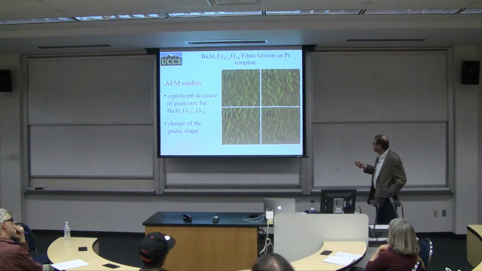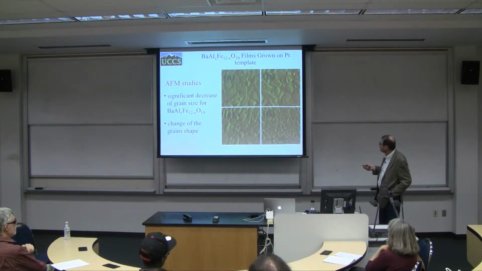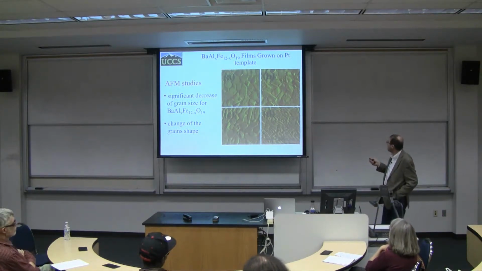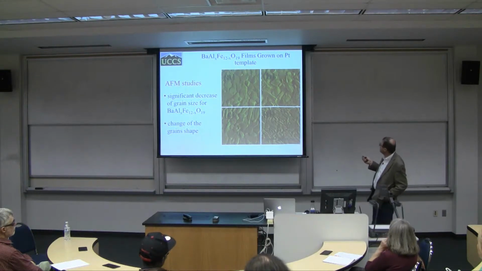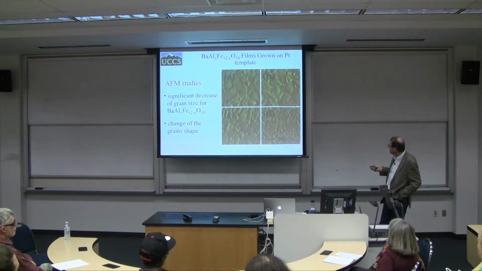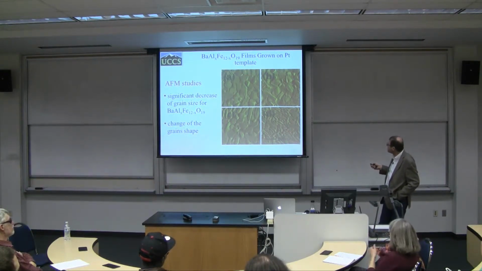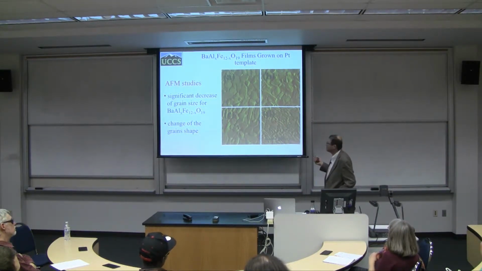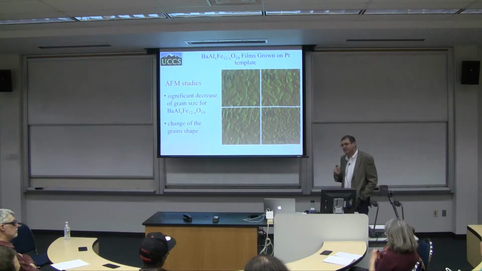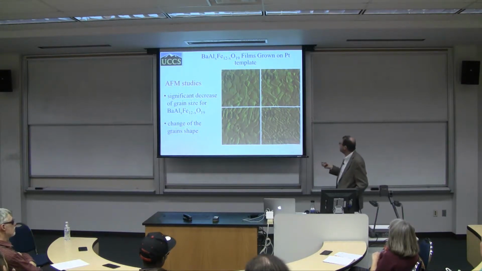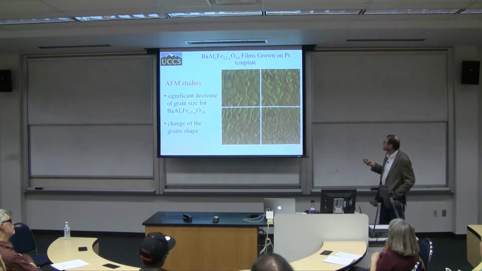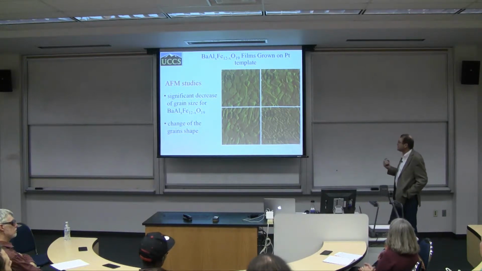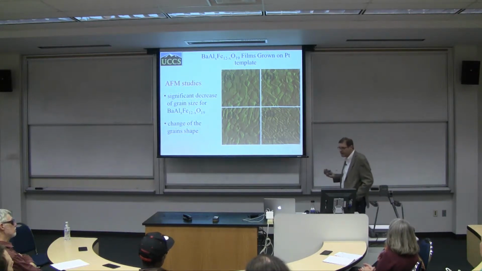As I'm adding more and more aluminum, so this is X equals 0.5, this is 1, and this one is, I believe, 2, you can see how the morphology is changing. If I have a lot of aluminum, the shape of my grains is different. Now, the next thing we would like to do is correlate how such morphology is related to the magnetic properties.